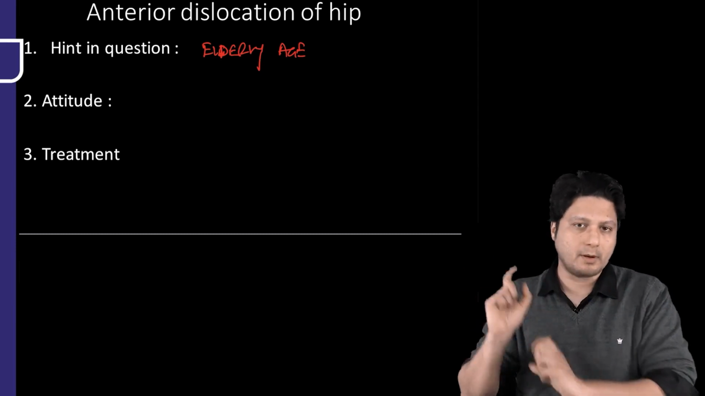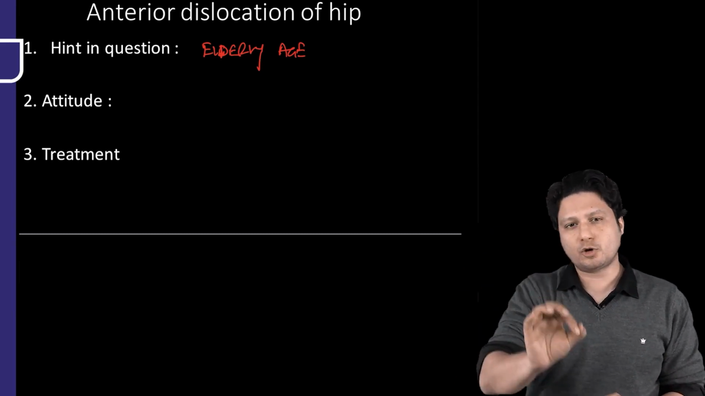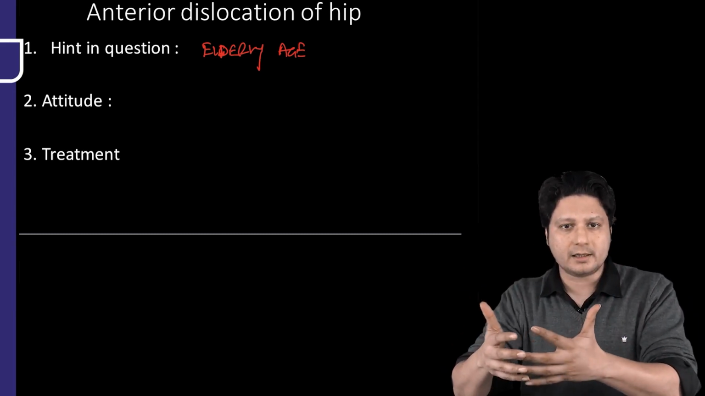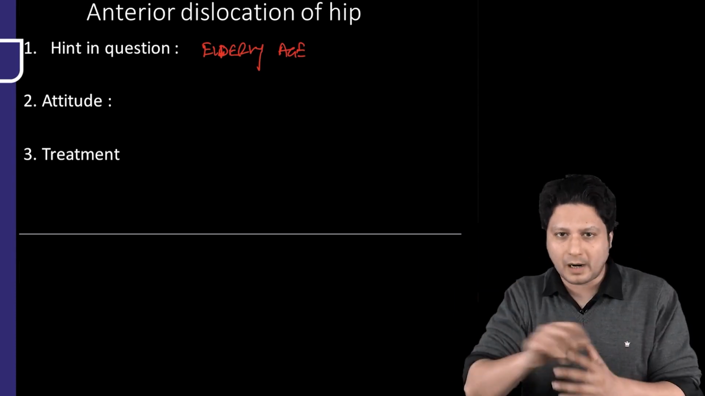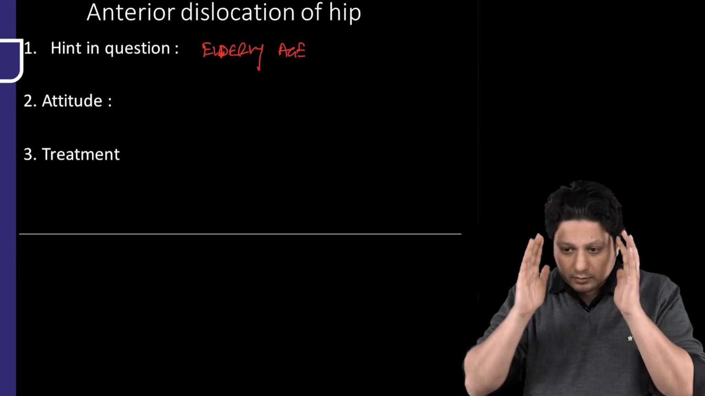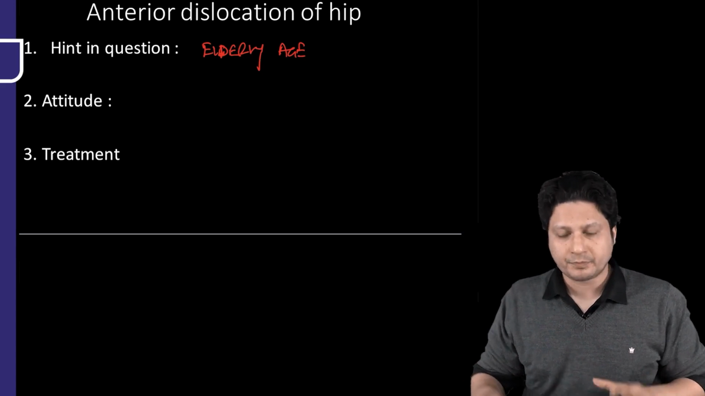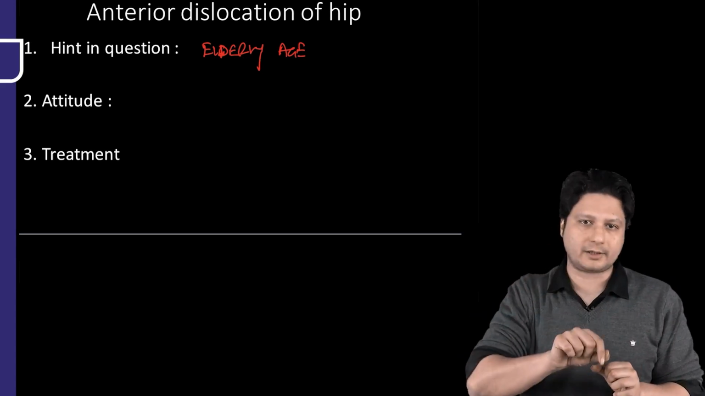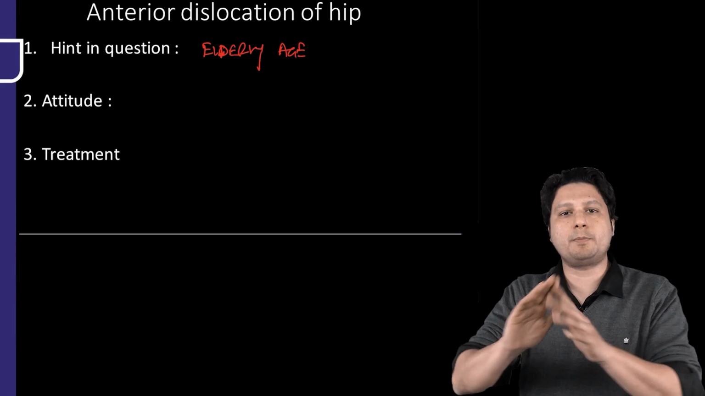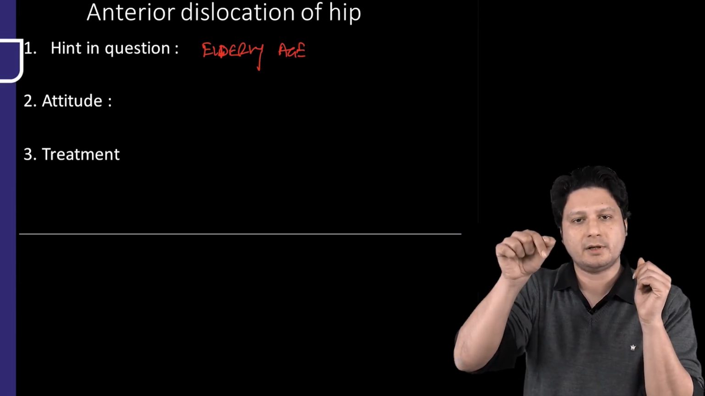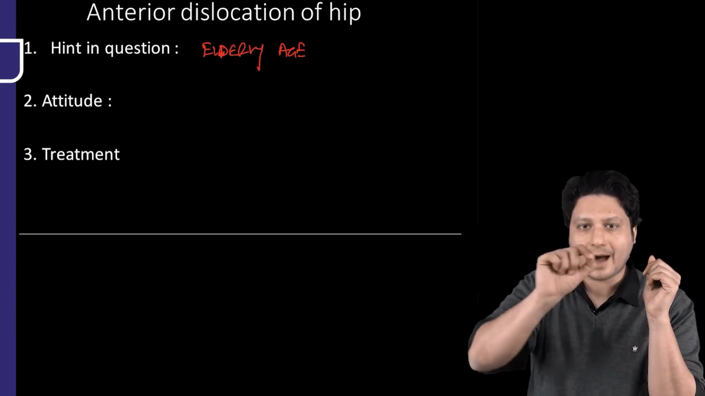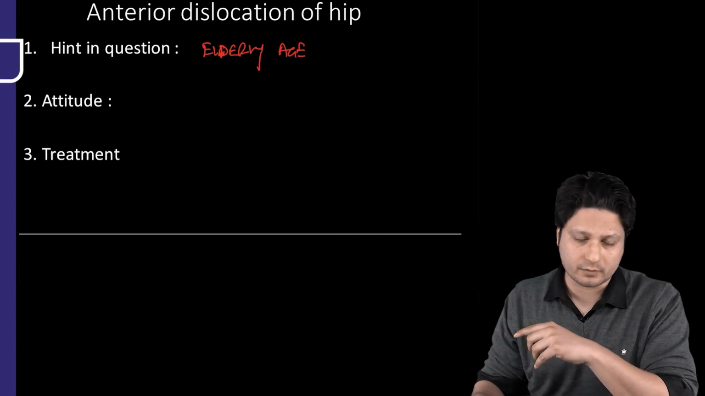So this is how you need to remember the statements. If the age group provided to you is that of elderly, then instead of just marking the blunt answer of posterior dislocation, think twice before marking the correct answer. Now that thinking would be based on the attitude, meaning how the patient will be presenting to you when he is placed on a couch in the emergency after sustaining this anterior dislocation of the hip joint.